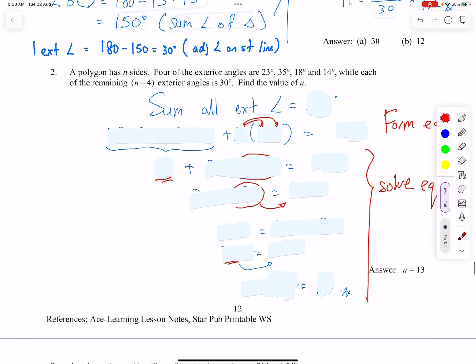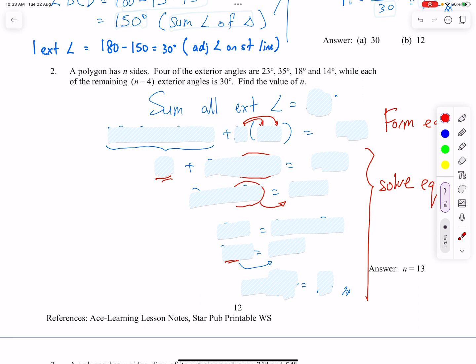Now let's go to the next one. A polygon has n sides. Four exterior angles are 1, 2, 3, and 4, while the rest of them are this. Again, I want to find n, and I can use the idea: what is the sum of all exterior angles? Make a guess? 360. Now, I have 4 angles I already know, so I'll add them together. The remaining ones are all 30, but how many of them? N minus 4. So I take n minus 4 times 30. Make sense? And this is 360.